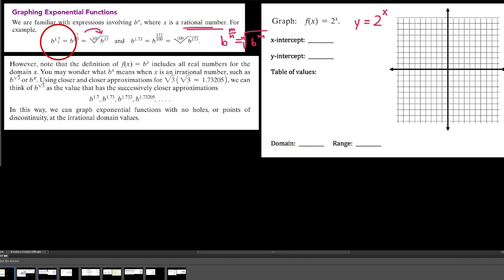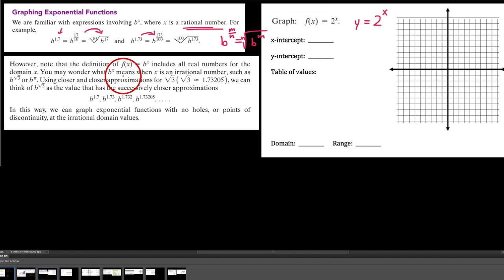And let's say now, what if I wanted to do b to the 1.73? The same method applies here. We could say b to the 1.73 is really b to the 173 divided by 100, which is b to the 173rd power, 100th root of that. Basically, what I want to note here is that the definition of y equals b to the x includes all numbers for the domain of x, okay? And the reason why is because all of these x values that we're plugging in, we can usually write as some rational value and evaluate this and get some value for b to the power of that thing.